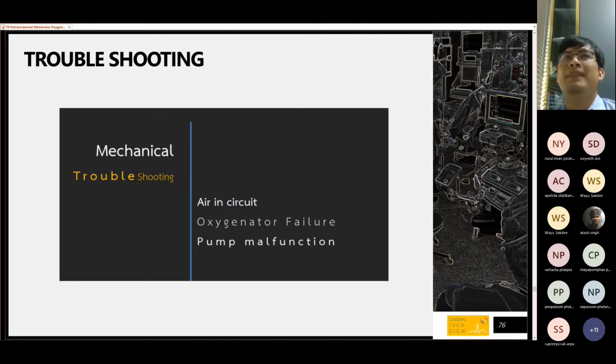So I would like to focus on the mechanical troubleshooting because it's going to relate to your role as a perfusionist or a specialist. The mechanical troubleshooting is going to relate to the circuit, oxygenator failure and pump malfunctions.